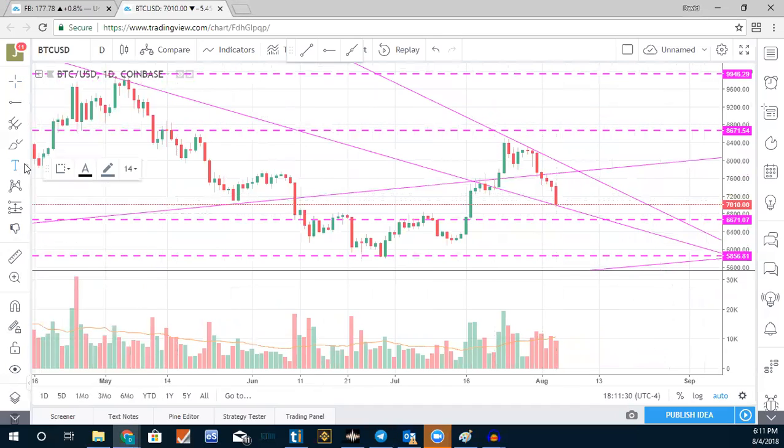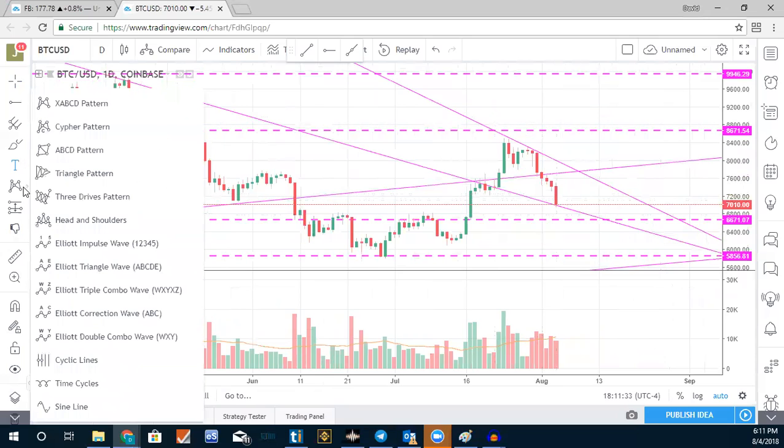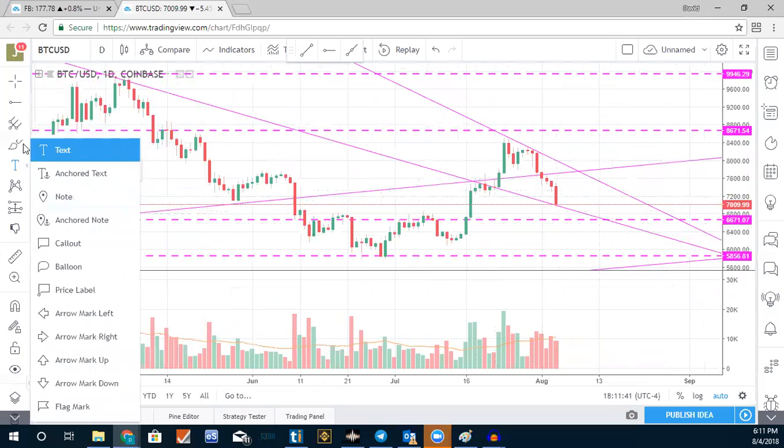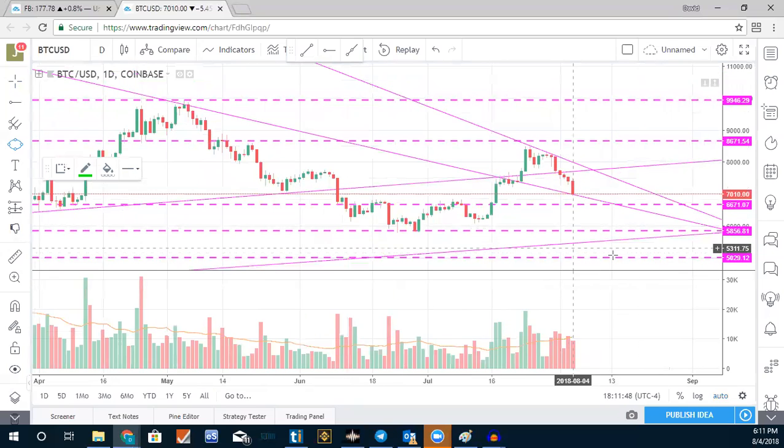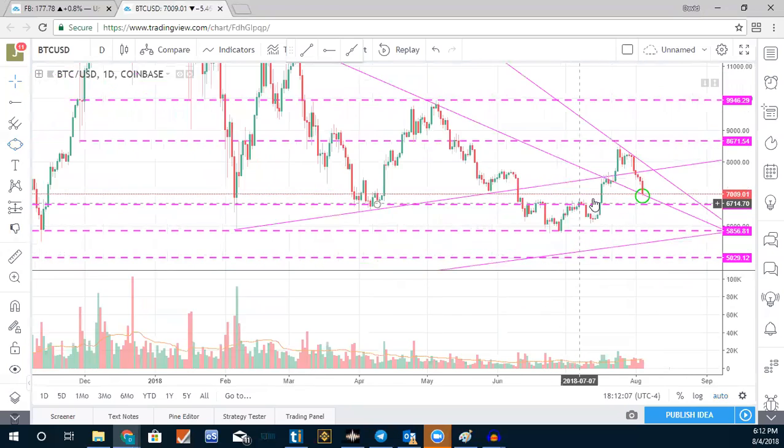This would definitely be a good spot to take a long trade with a stop loss, perhaps under the 6670 region. Anything below 6670 to 6800 is going to be extremely bearish. I think it's possible we get a test of this ascending support down here around the 5500 to 5600 area, depending how long it takes us to get down there. But anyways, what we're watching is right here. We want to see if we get confirmation of the breakout of this downtrend.